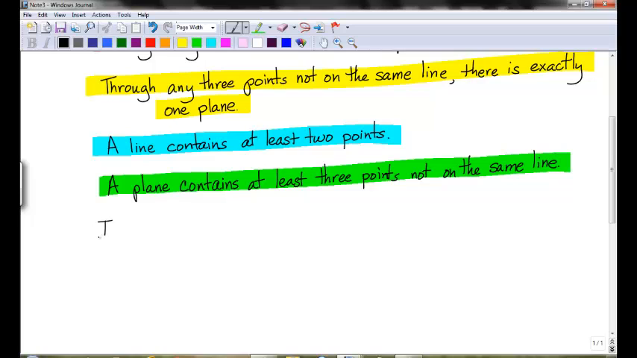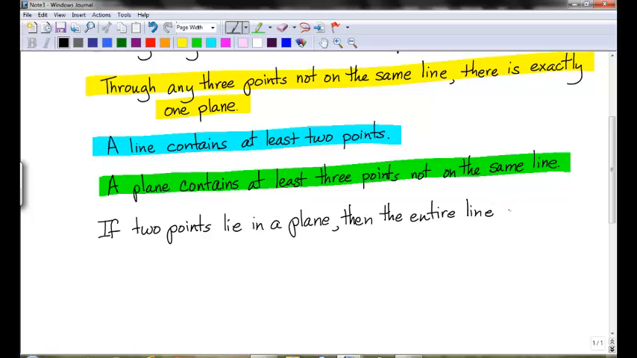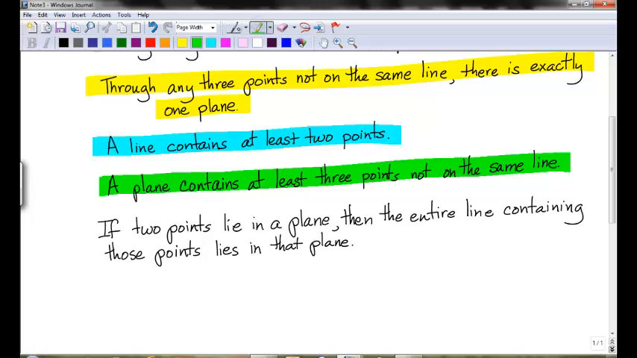The next one, if 2 points lie in a plane, then the entire line containing those points lies in that plane. Okay, and that's a postulate or an axiom. Okay, it's accepted as true without proof.